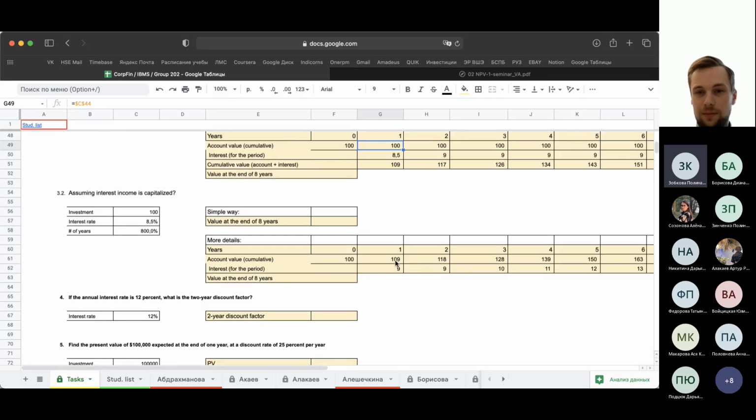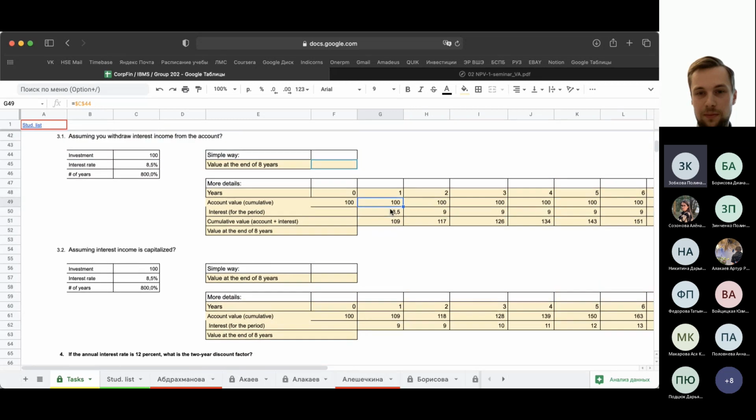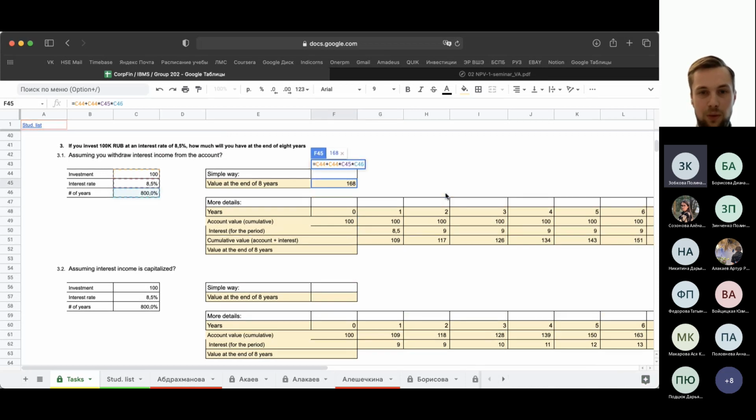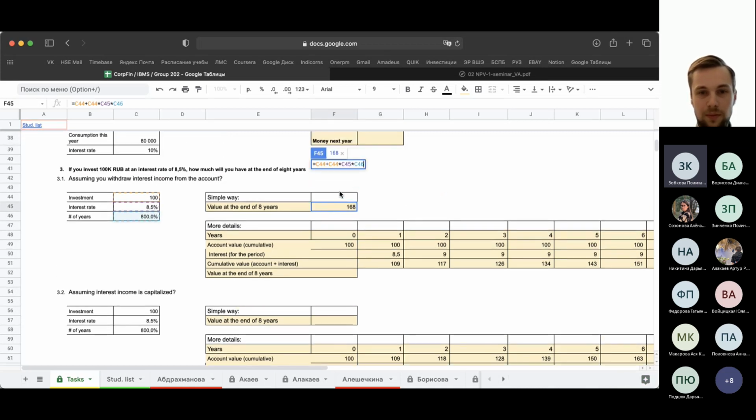And what is the formula for this task in the simple way? Well, in the simple way, we have an initial investment, and we add to this initial investment the same amount multiplied by the percent rate and multiplied by the number of years.